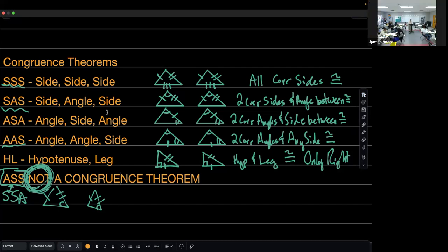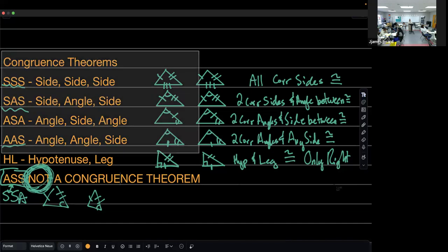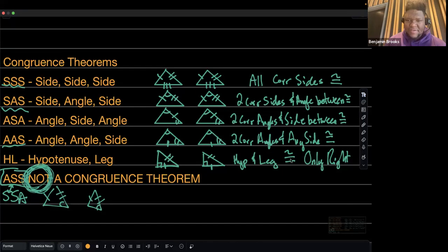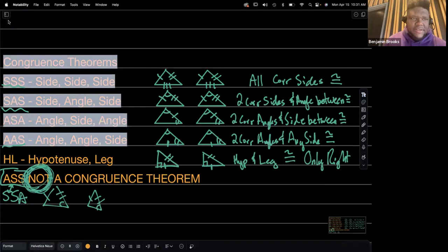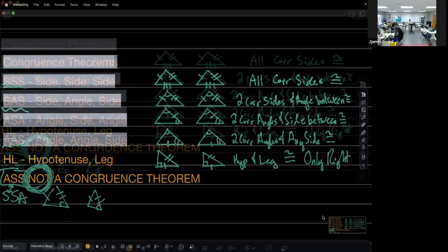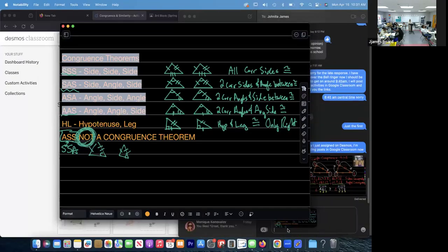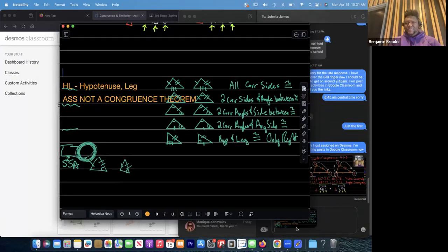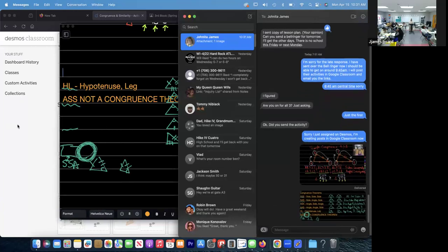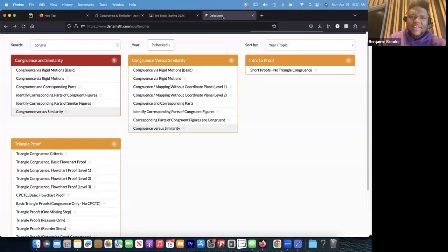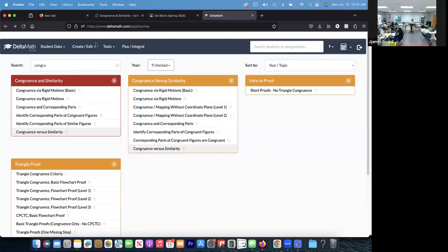All right, I'm gonna pause right there because I want to make sure everybody's got all of this. Once again, you don't have to memorize it if you copy it. You know what I mean? You don't have to memorize if you copy. All right, y'all ready to do some problems? If you are, great. If you're not, well. Let's move on to Delta Math.